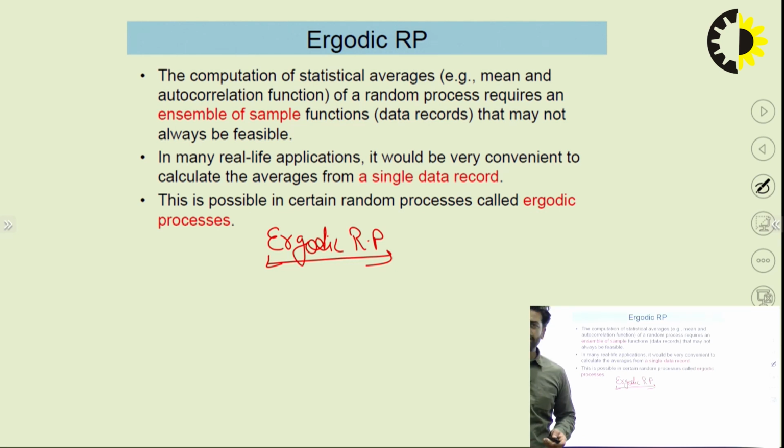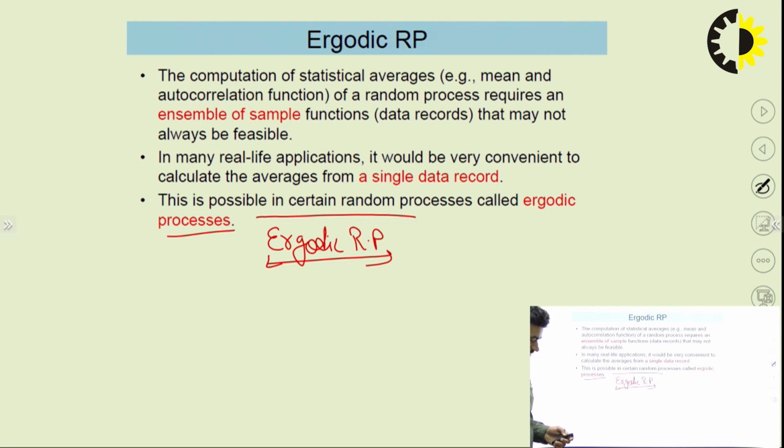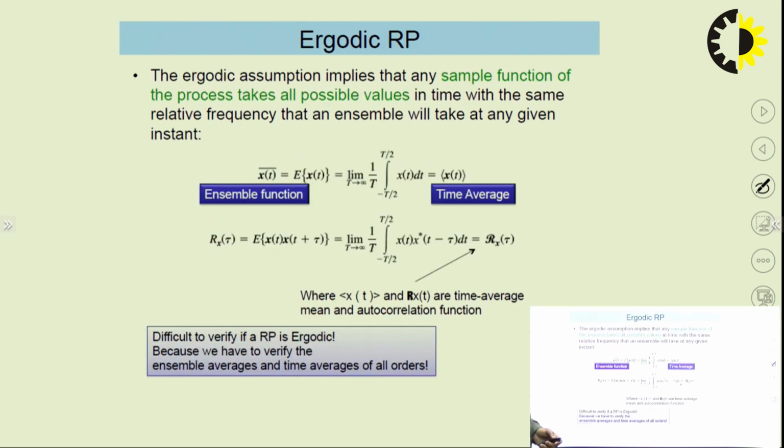The computation of statistical averages, mean, and autocorrelation function of a random process requires an ensemble of sample functions, which may not always be feasible. In many real life applications, it would be very convenient to calculate the average from a single data record, and this is possible with an ergodic process. Now, what is exactly ergodic?